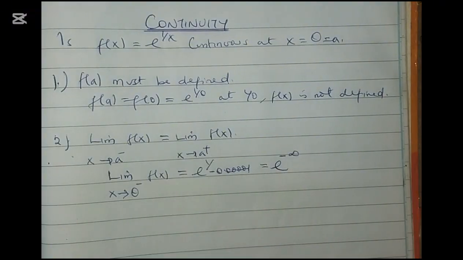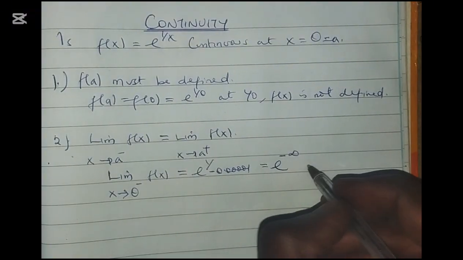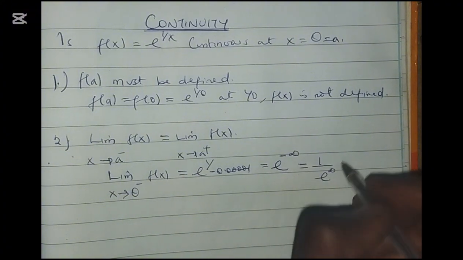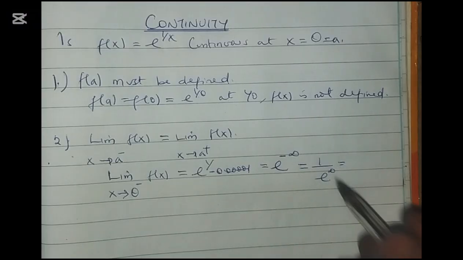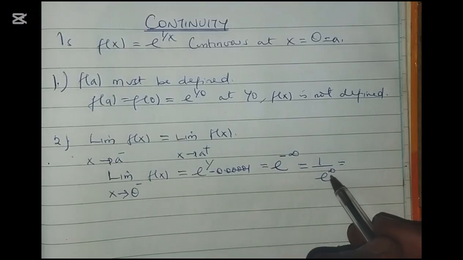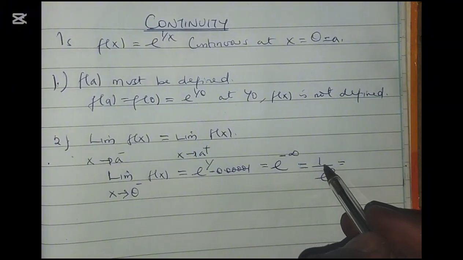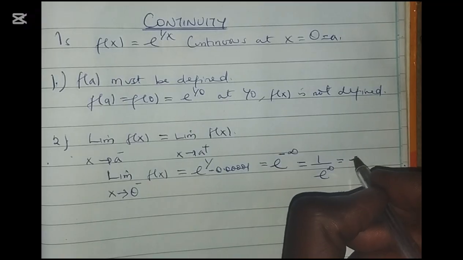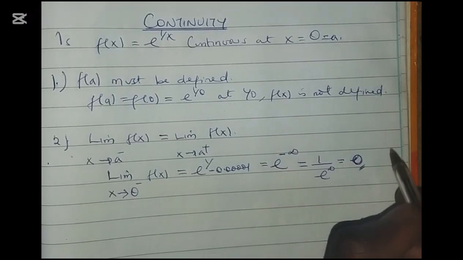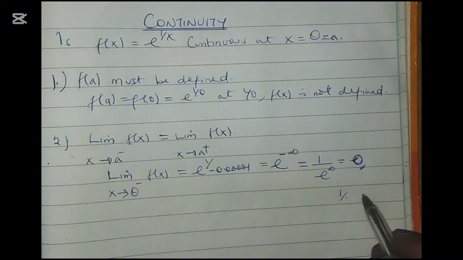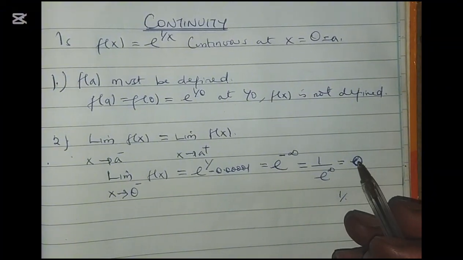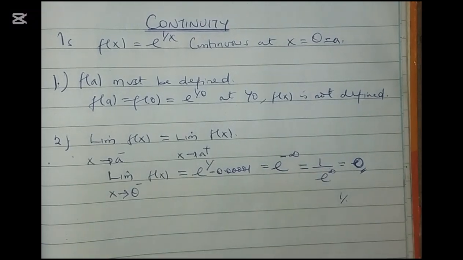That is an infinitely small number, and by the power law we have this as 1 divided by e to the infinity, and we know that this is a very large number. If you divide a small number by a very large number, this will always approach 0. For example, 1 divided by 1 million, or 1 divided by 1 billion, always approaches 0. So that is the left hand limit.